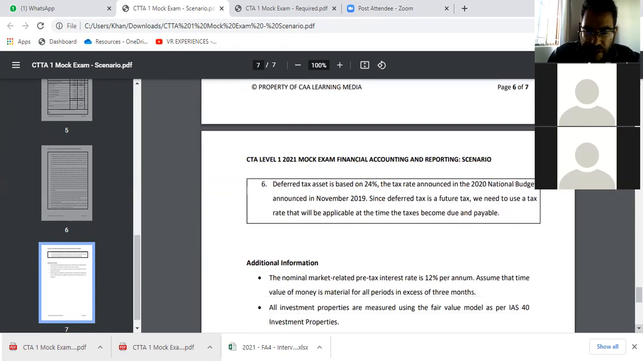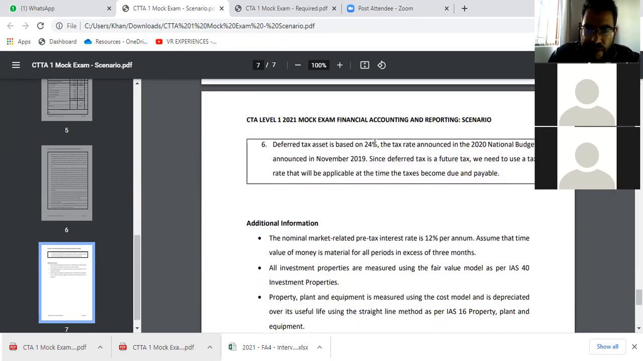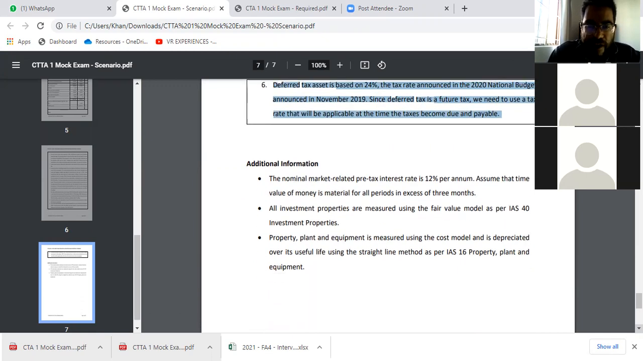Okay, so that is not correct. But that's only applicable, I'm assuming this means only applicable in 2020. So you can't use 24%. You'll obviously have to use the current rate, which is 25%.